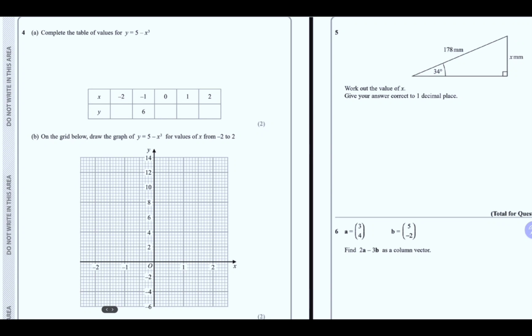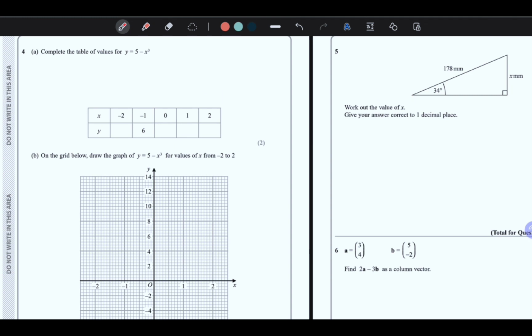Complete the table of values for y equal to 5 minus x cubed. Okay, for this one, you're going to strictly need your calculator. So when x, let's start with the first one. X equal to -2, you're going to have y equal to 5 minus -2 cubed. So that would be 13. When x equal to 0, well, this one is easy. You're going to have 5. When x equal to 1, you're going to have 4. And when x equal to 2, you're going to have 5 minus 8, which is -3.